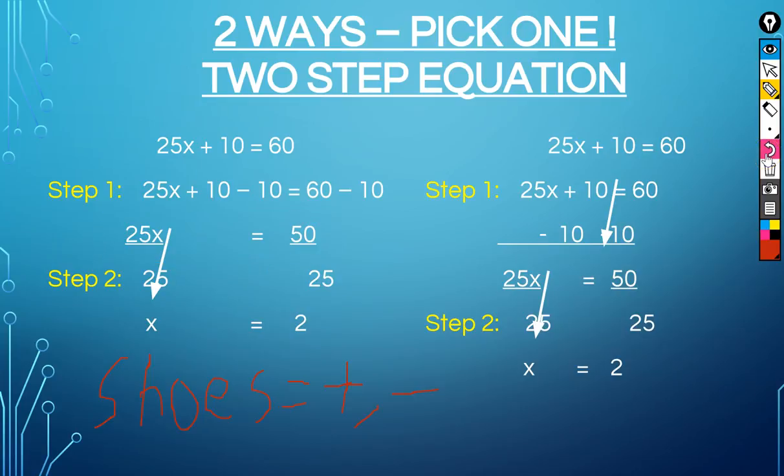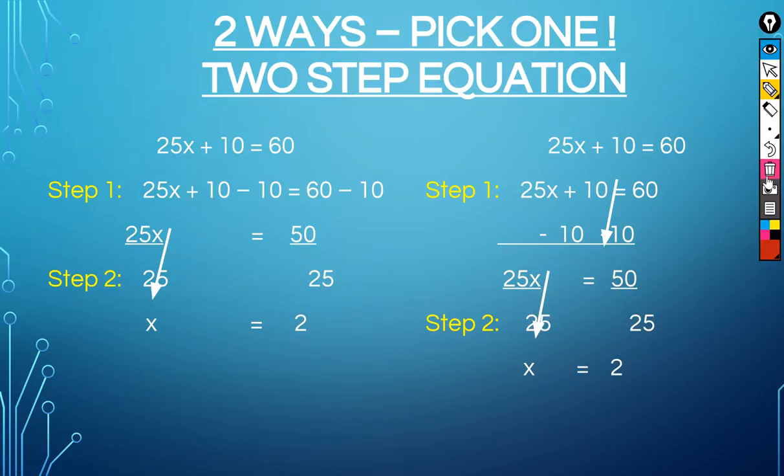So now we're down to our socks. Socks is left. And socks is, you guessed it, multiplication and division. Okay? So always do your addition and subtraction first, and then your socks, which is multiplication and division. And those are just opposite operations of each other. Division is the opposite operation of multiplication. Multiplication is the opposite operation of division.